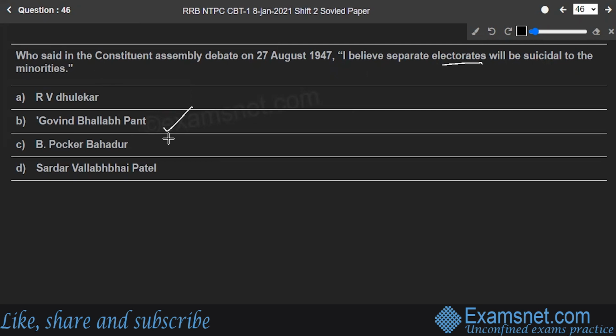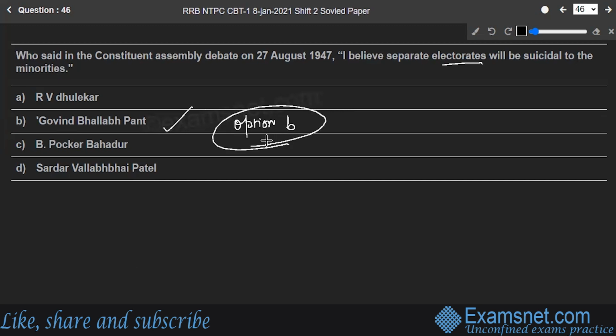He opposed the demand for separate electorates in the Constituent Assembly because he was of the view that separate electorates would isolate minorities permanently and minorities will become vulnerable. The ruling government will not give them an opportunity to have a voice in the government. It was also against the concept of a unified nation state. So we have option B as the correct answer to the question.